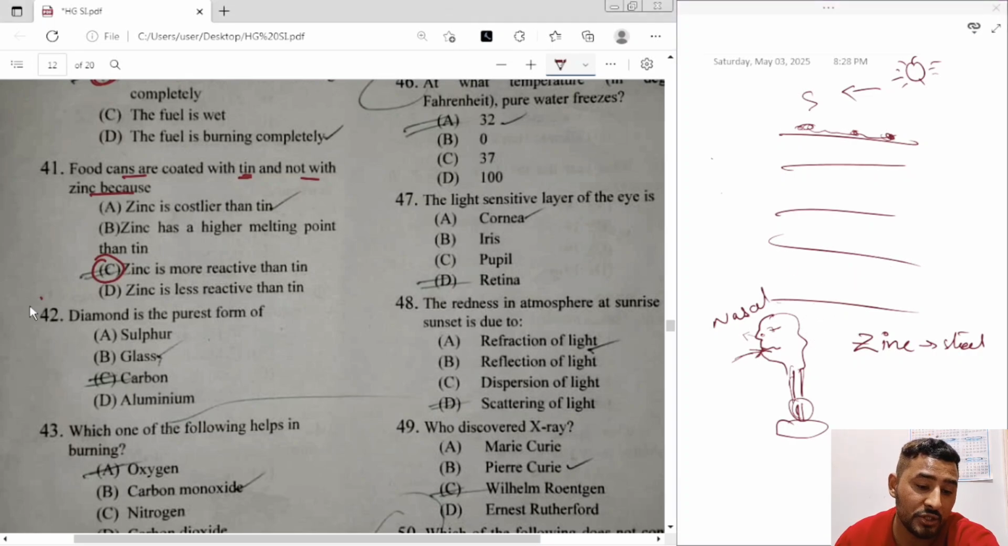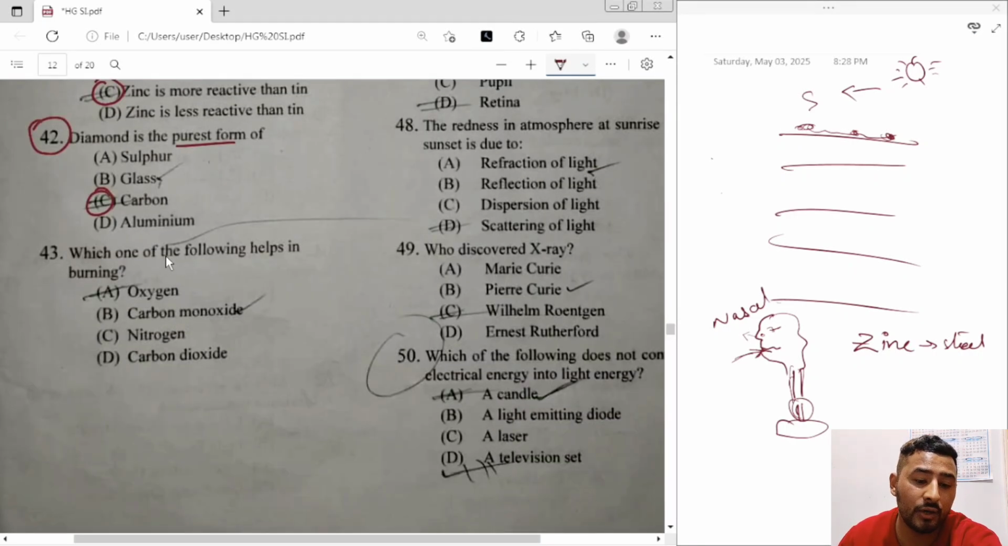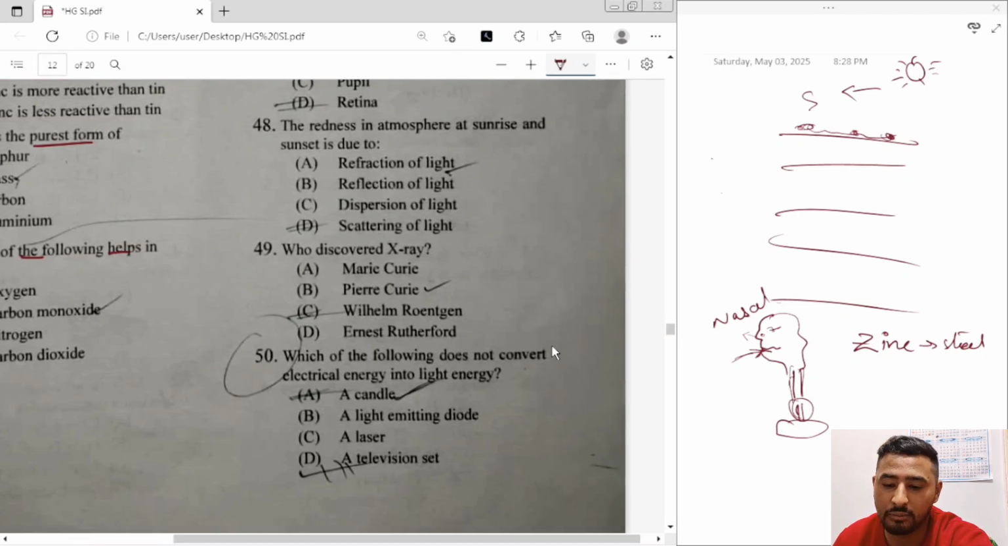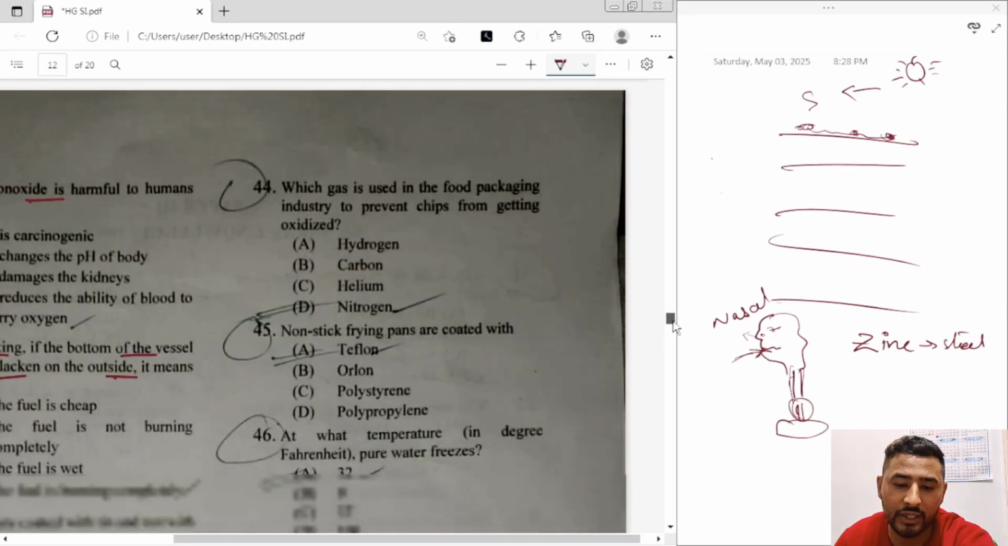Clear? So let's see question number 42. Diamond is the purest form of what? Always remember it is carbon. Question number 43. Which one of the following helps in burning? Very easy, it's A, oxygen. Without oxygen there will be no flame, no fire.